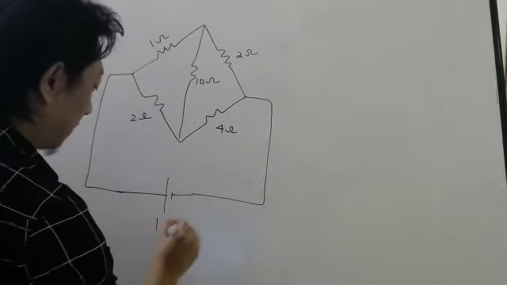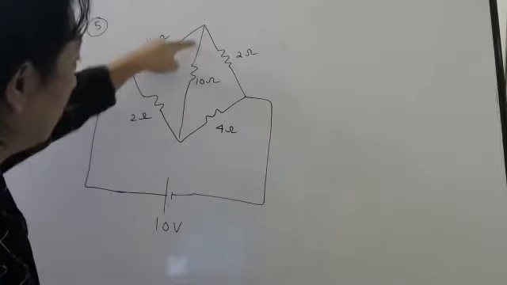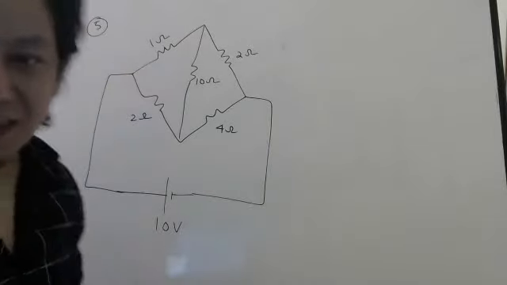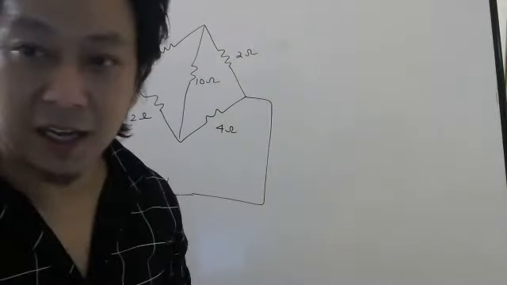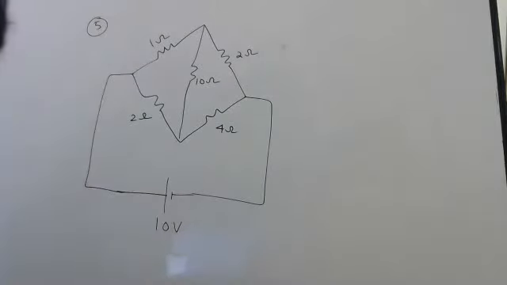10 volt. You have to find current through this branch. Current in this branch. Now you may say 0 like that. First you have to check whether it is balanced or not balanced. Is this Wheatstone bridge balanced?